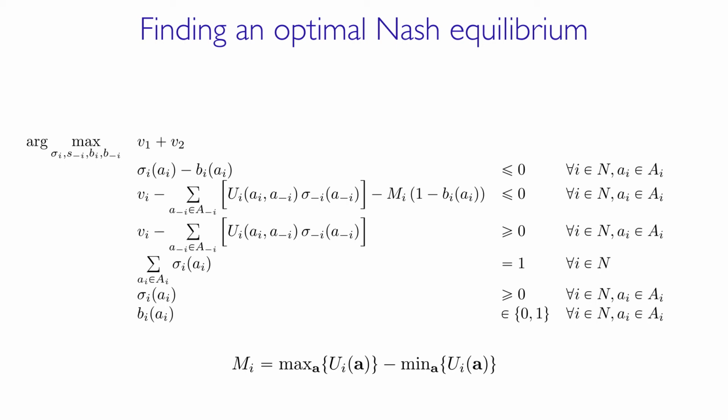We can use mixed integer linear programming to find a Nash equilibrium maximizing a linear objective function. For instance, we can maximize the social welfare, that is the sum of the expected utility of the players. This can be done easily by introducing an objective function, as remarked in red.